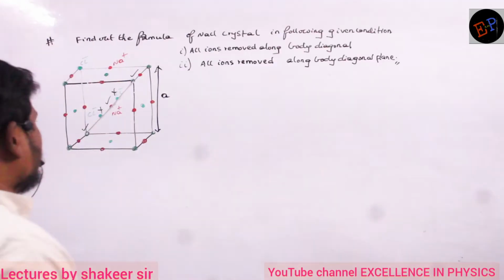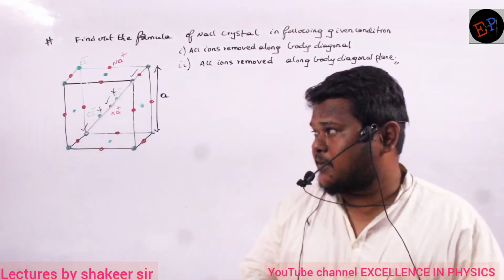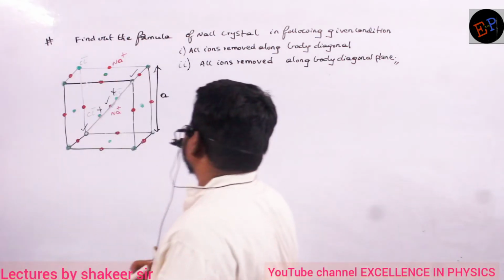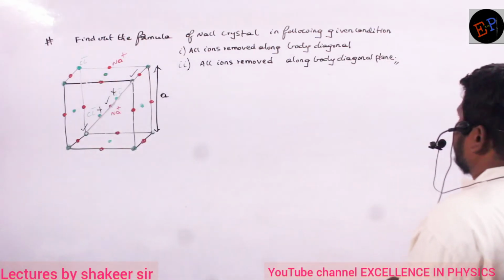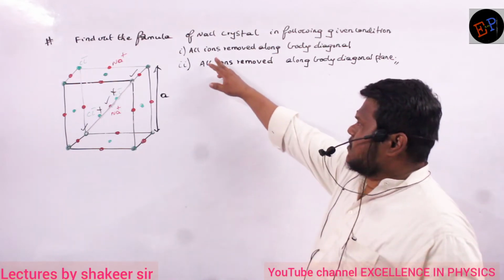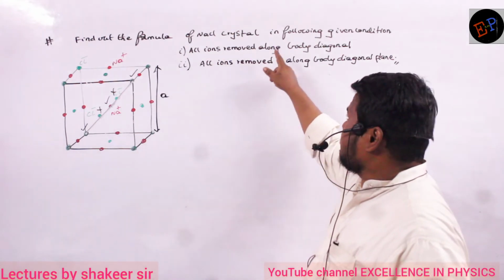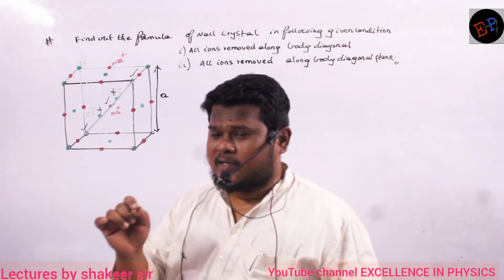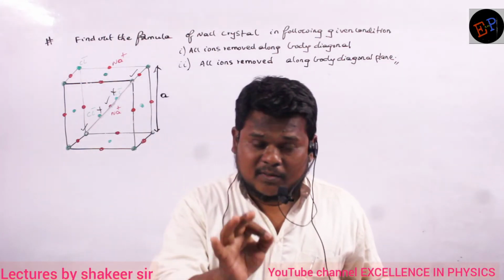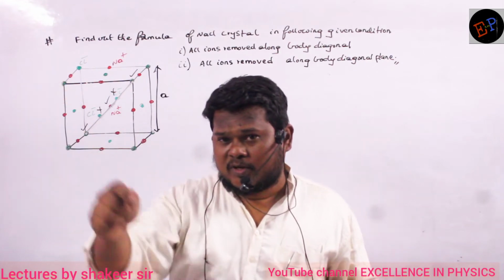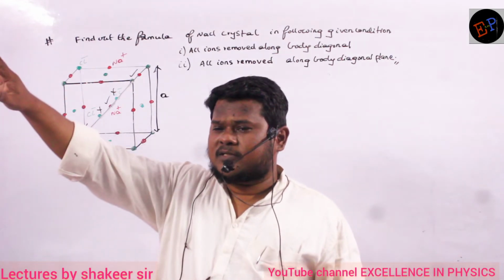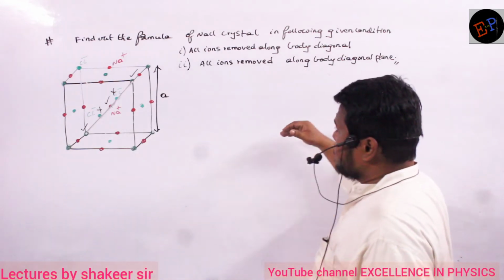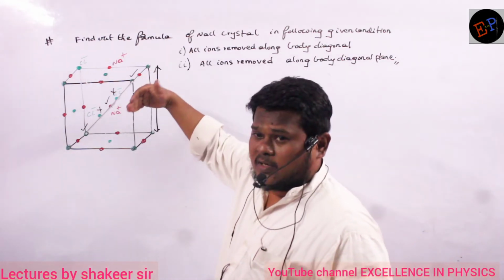Very simple. I will make you understand this question. So see here. Find out the formula of NaCl crystal in the following given conditions. In the first condition, all ions are removed from the body diagonal. I am removing ions only from the body diagonal. It means I will draw one body diagonal, and whatever atoms are touching this body diagonal, remove all the ions. Clear? The second condition is you place a plane along the body diagonal.